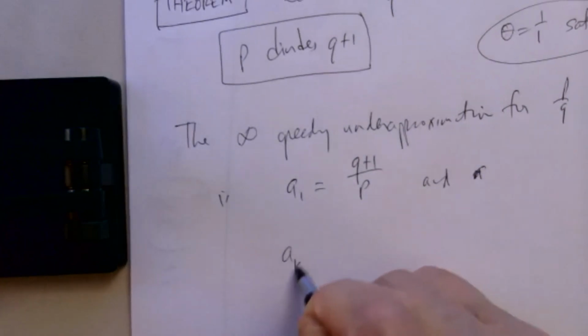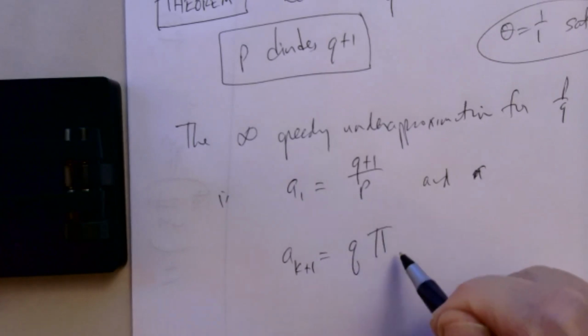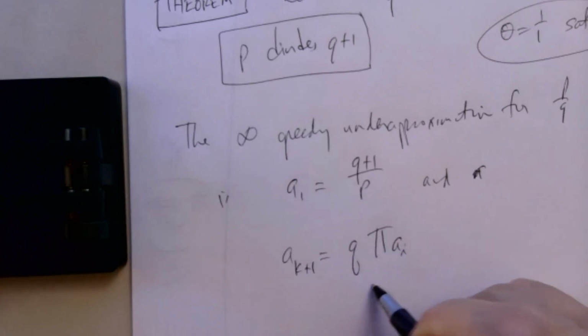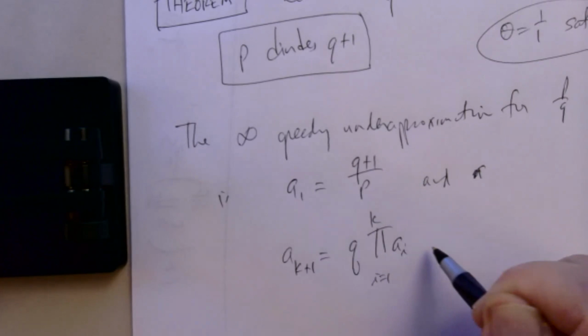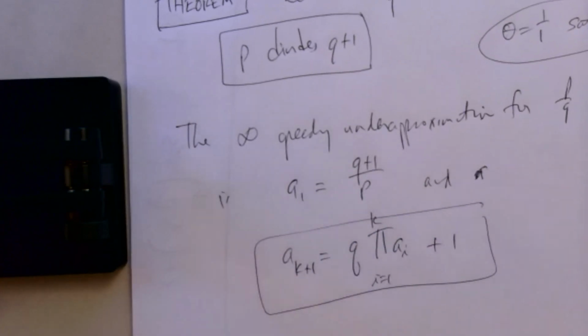And the K plus first term is Q times the product of the first K terms plus 1. So this is exactly Sylvester's sequence in the case P equal Q equal 1, but it gives you some larger class of fractions. All right. So this is useful to know.